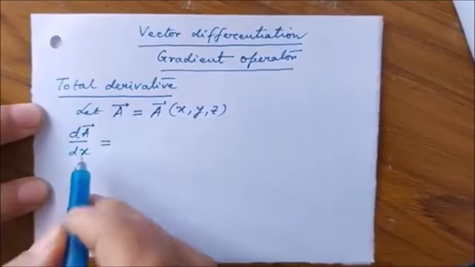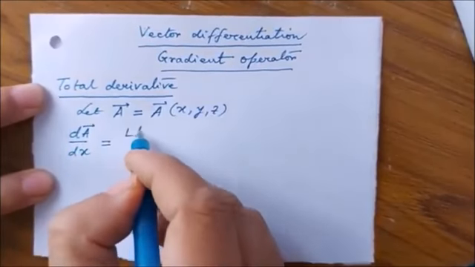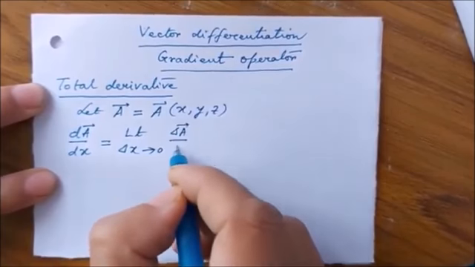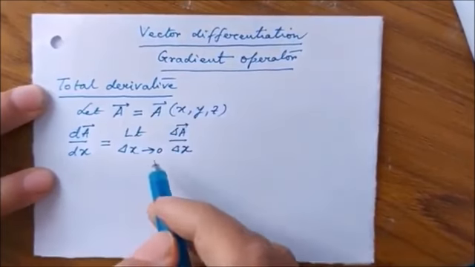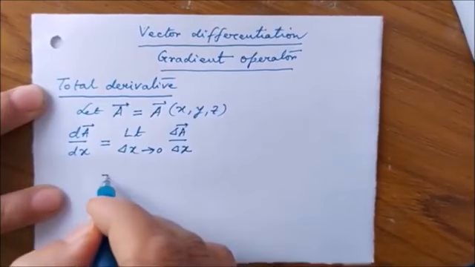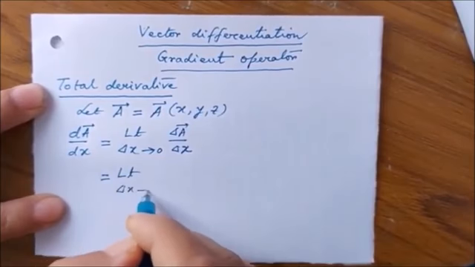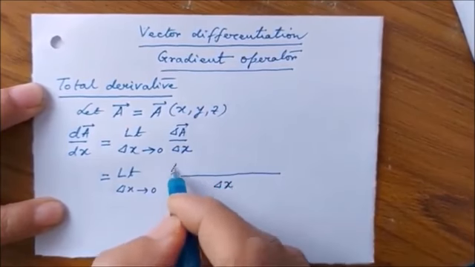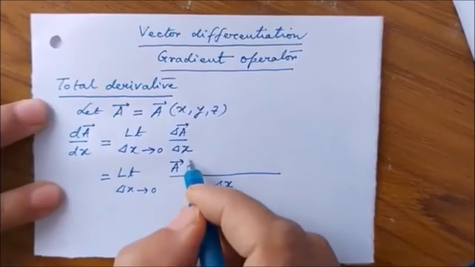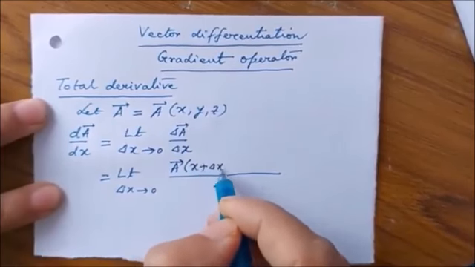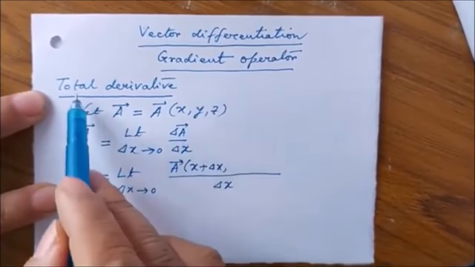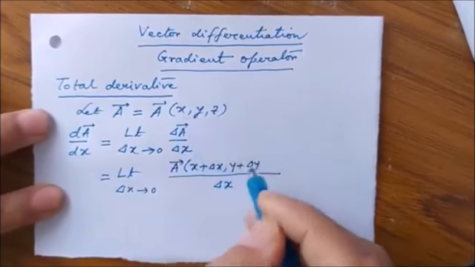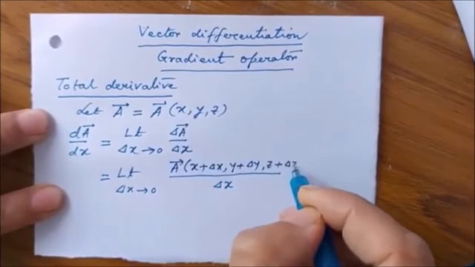Then what is the definition of d/dx of vector A? This is defined as limit delta x tends to 0 of this ratio. Let us write it down more elaborately. In the denominator we have delta x, and in the numerator we will allow all to vary, and that is why the name total. So x goes to x plus delta x, y goes to y plus delta y, z goes to z plus delta z.